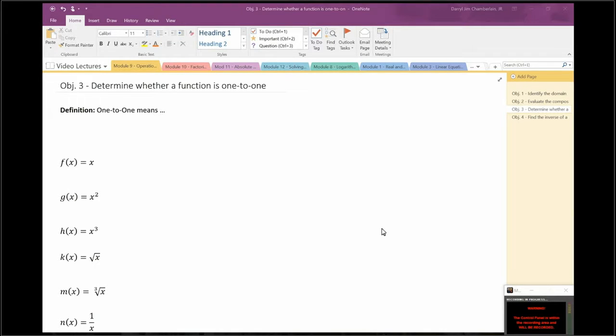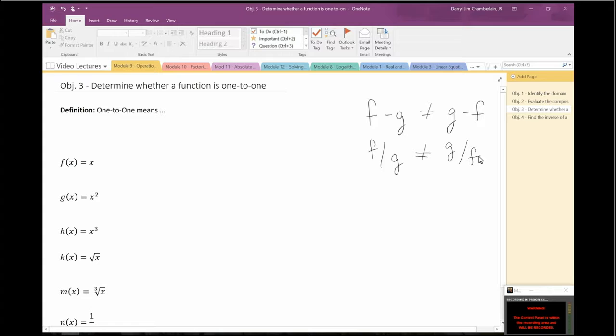In this video, we're going to continue looking at things that we'll need for composition of functions. And really, we have this idea that f minus g is not the same as g minus f most of the time. But when f and g are the same, this is true. We had this idea of f divided by g is not the same as g divided by f. But when they're the same, when f is equal to g, then this is true.